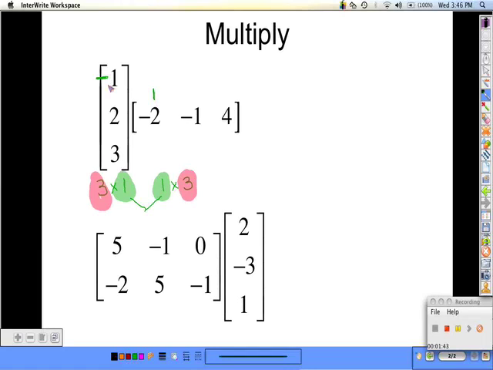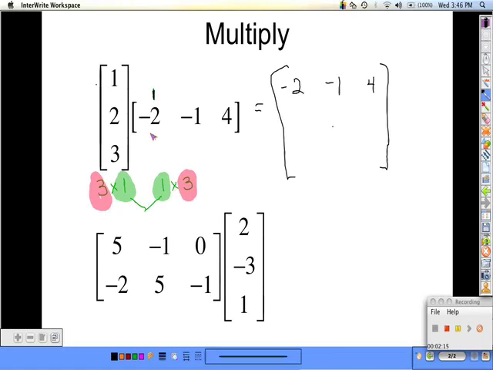So when I multiply here, I do first row times first column. 1 times negative 2 is 2. And that's it for that column. Then I do the first row times the second column. 1 times negative 1 is negative 1. And then I do the first row times third column. 1 times 4 is 4.